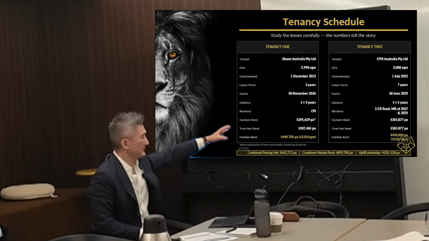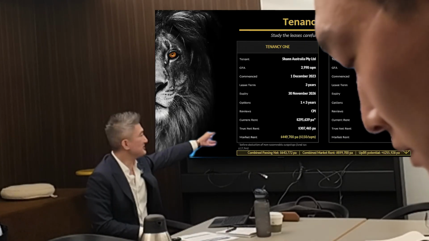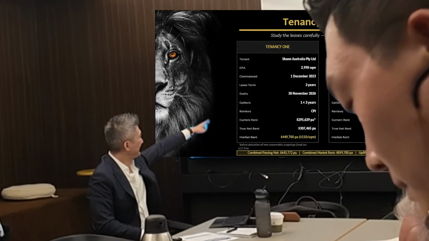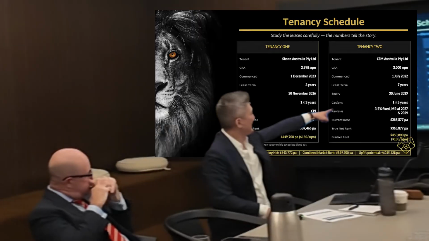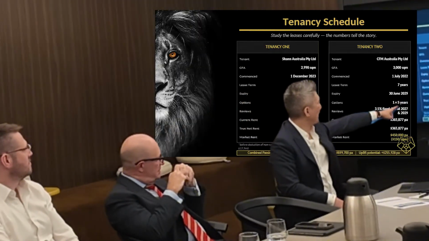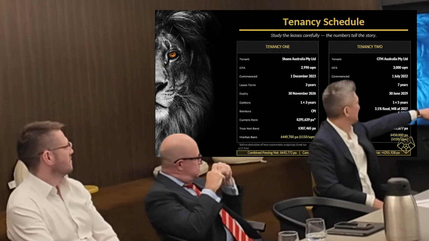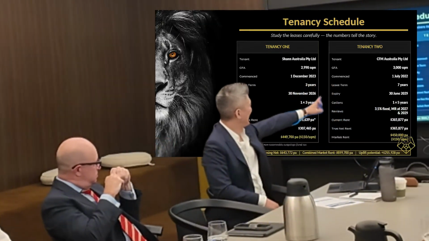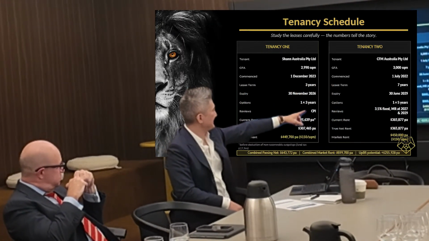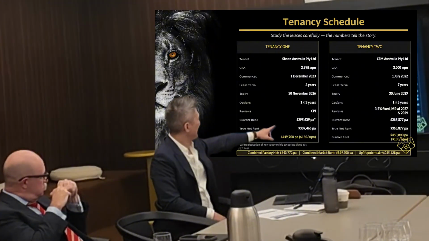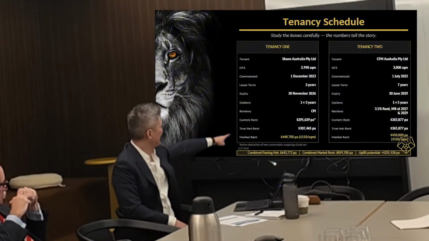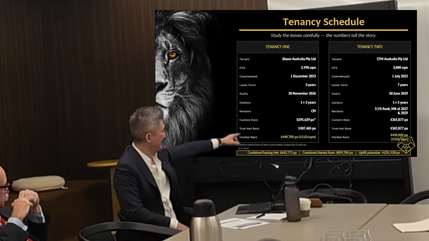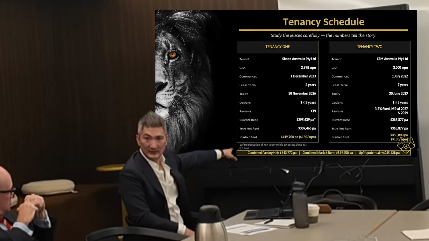They pretty much occupy identical space, 3,000 square meters each. One's lease expires in 26, one lease expires in 29. One's paying 295 grand, one's paying around 65 grand, and these are the market rents, okay? 450K, you call it, and 450K. Okay, that's a scenario.